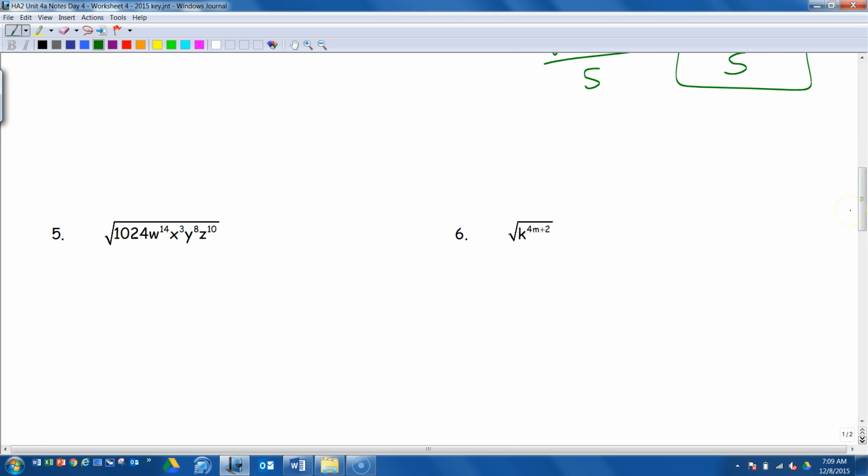Okay, this one you've got to break down all the way. So 1024 is 64 times 16, and I know 64 breaks down into 2 to the 6th, and this breaks down into 2 to the 4th.